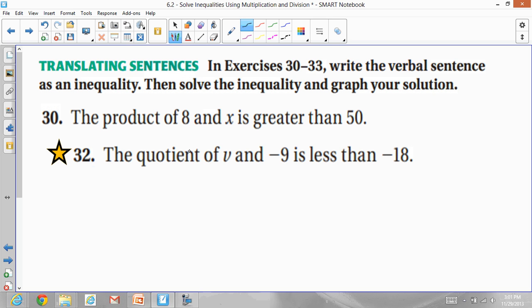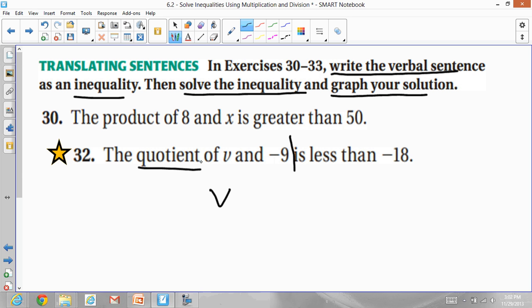Okay, question number 32. Write the verbal sentence as an inequality. That's the first part. Then you need to solve the inequality. And the third part is you need to graph it. So the first part is the quotient of v. Quotient implies you are dividing. So quotient of v and -9. So the quotient of v and -9 looks like this.